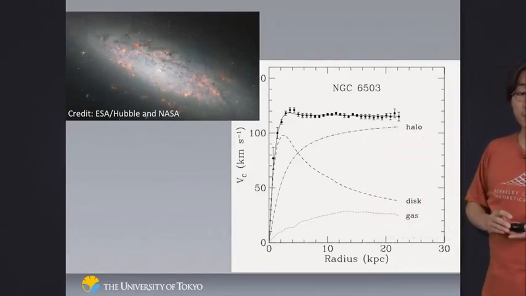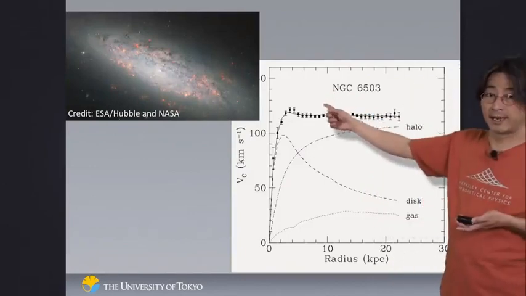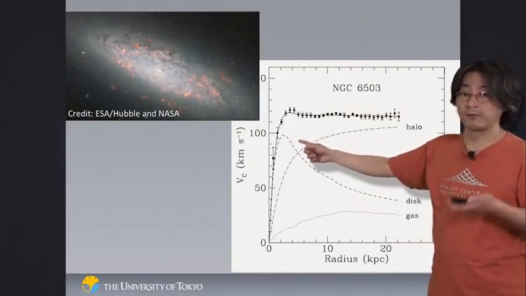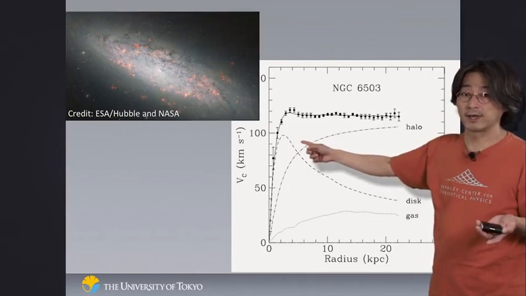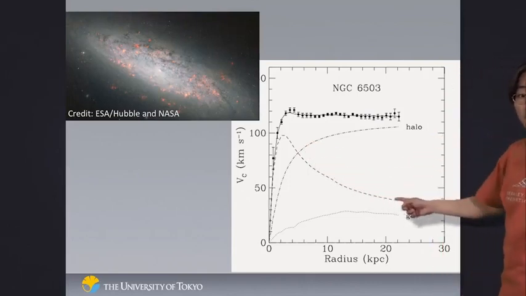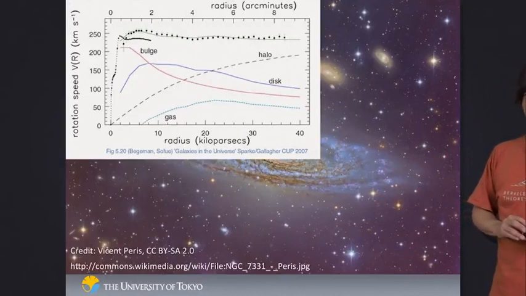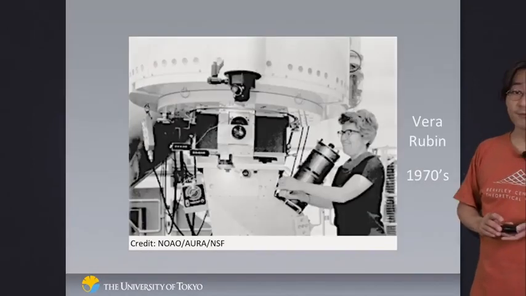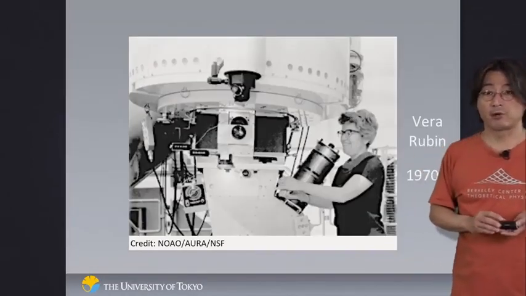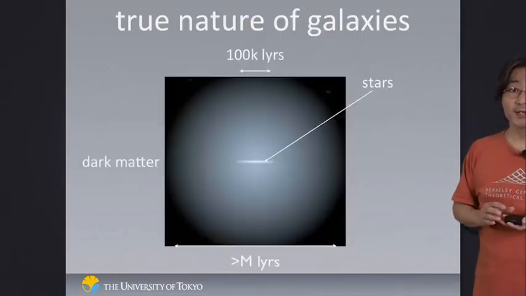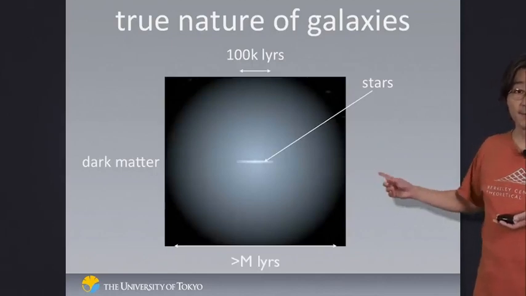Here's yet another example of a galaxy. We again see a flat rotation curve, while the source of gravity coming from just the stars in the galactic disk should give you this falling curve. So something else should be making up the rest. And that is the case with basically any galaxies people have studied, one way or another. This kind of study was pioneered by an astronomer named Vera Rubin back in the 70s.